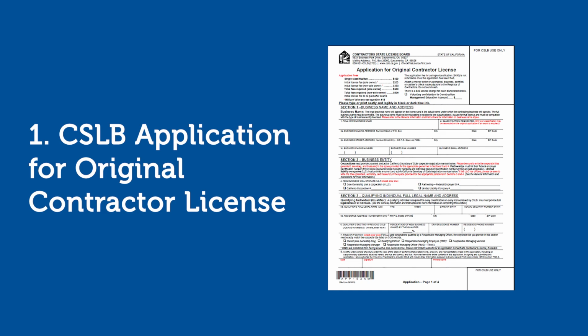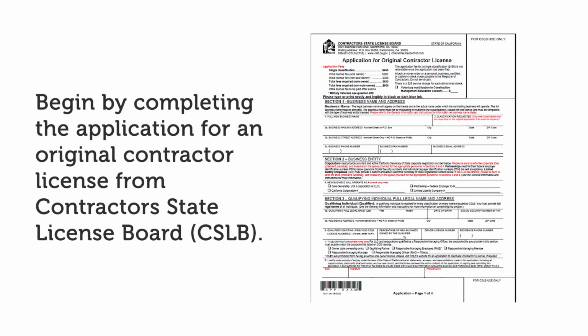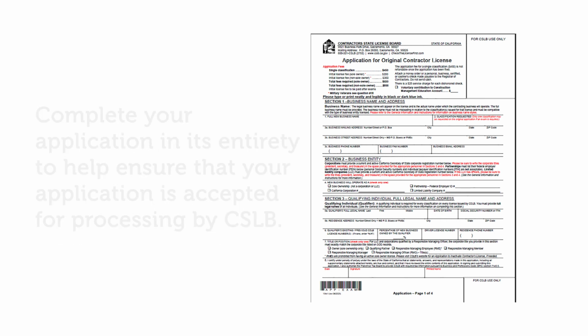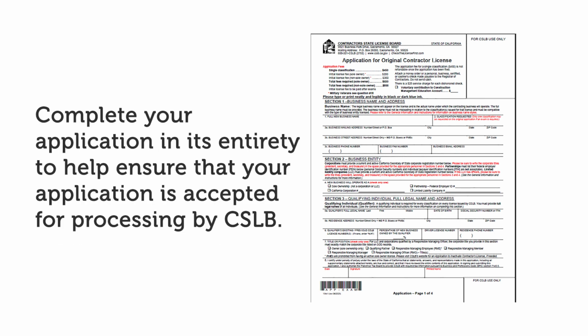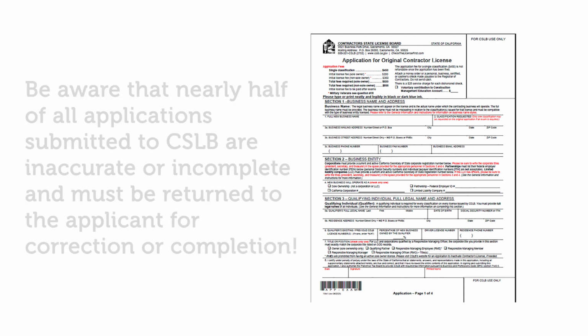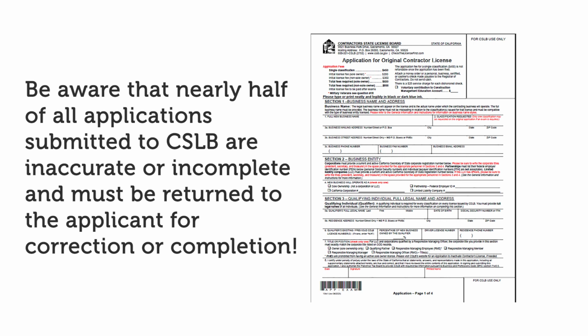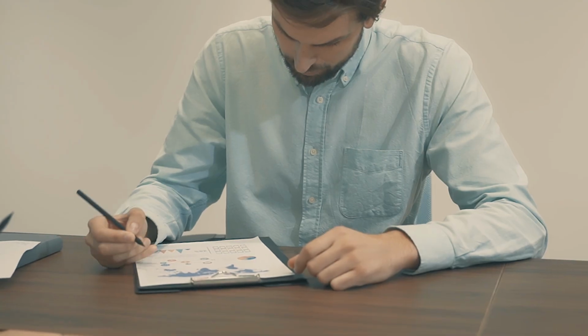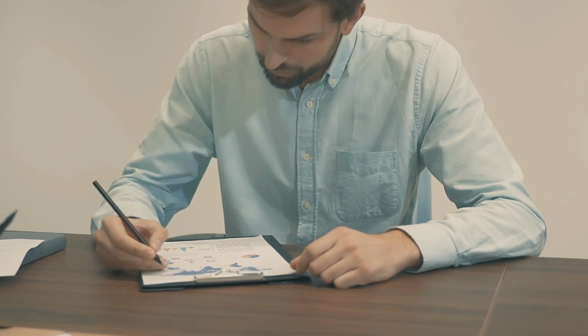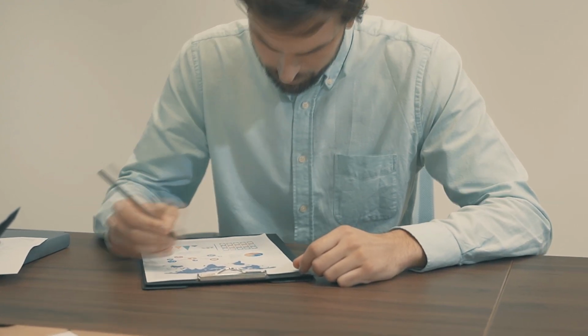CSLB application for original contractor license. To acquire your California Contractor's License, begin by completing the application for an original contractor license offered by the Contractor's State License Board, CSLB. Complete your application in its entirety to help ensure that your application is accepted for processing by CSLB. Be aware that nearly half of all applications submitted to CSLB are inaccurate or incomplete and must be returned to the applicant for correction or completion. This form essentially serves as your entry ticket into the world of licensed contracting work in the state.